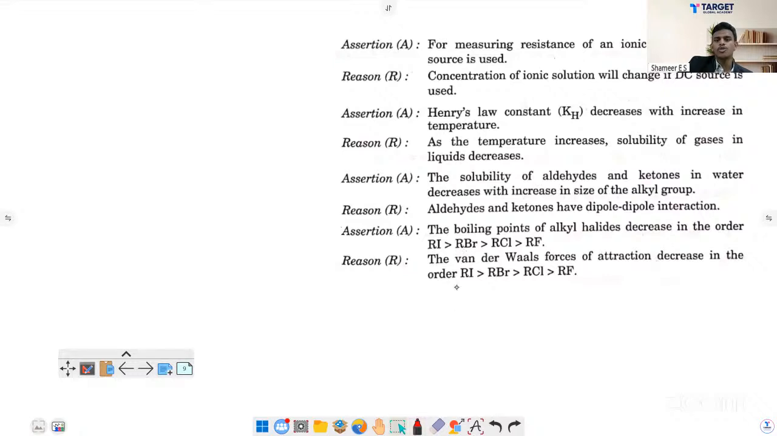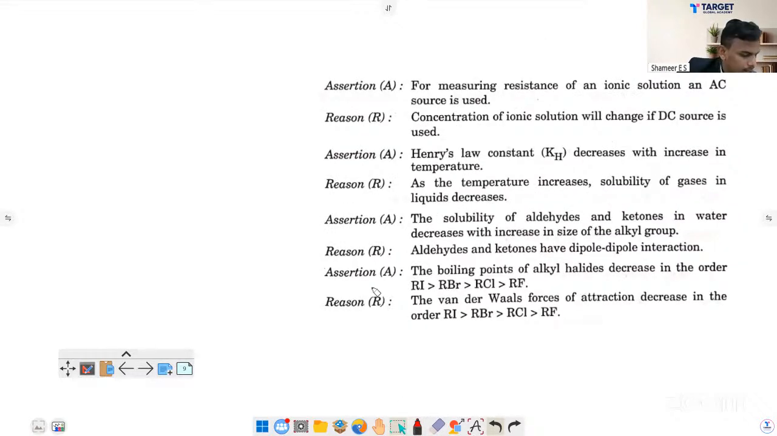I can say most of the time assertion reason will be a confusing one. But this time, not at all confusing. Assertion: for measuring resistance of an ionic solution, an AC source is used. Correct. Reason: concentration of ionic solution will change if DC source is used. That is also correct. Okay, assertion is correct and it's the correct explanation. So A is the correct answer because when you use DC, deposition, or we can say electrolysis, happens. So we need the ionic conductance or ionic resistance.